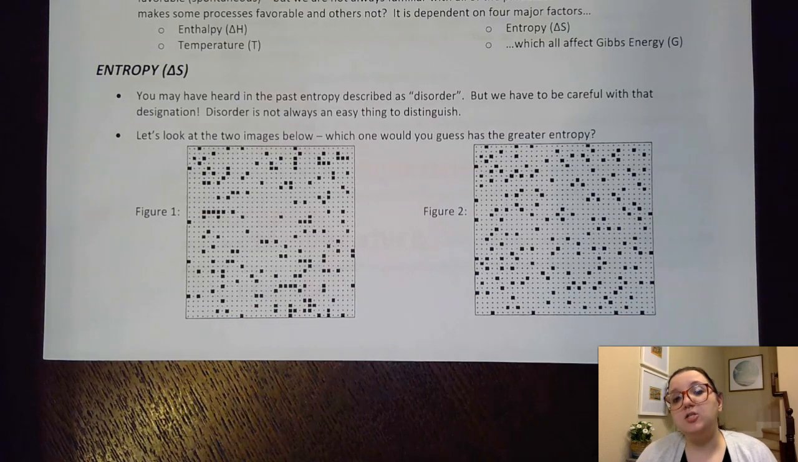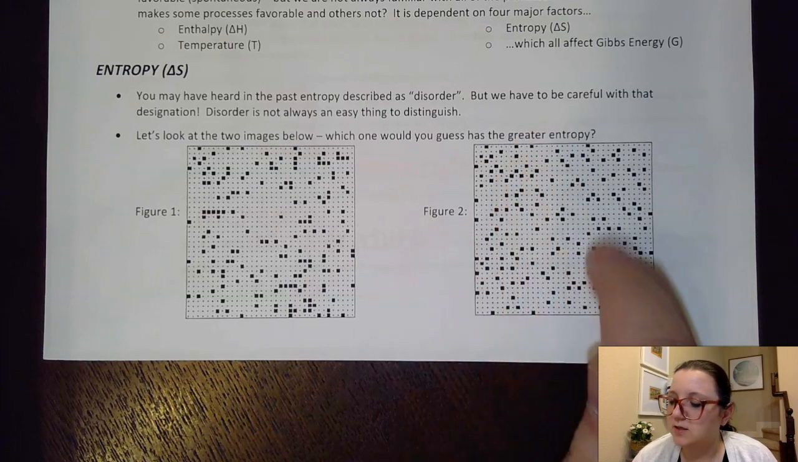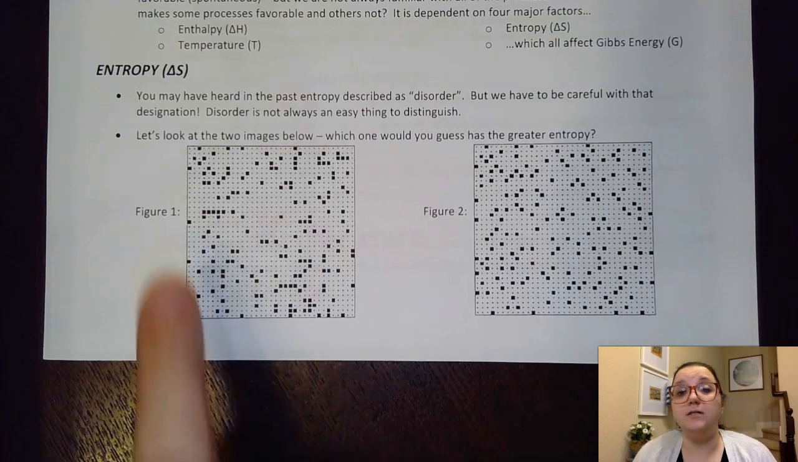But if I said to you, which of these has more rules to organize the way it is ordered, or which one has fewer rules, that might be a little easier to distinguish. So I'm going to ask y'all a question. Which of these do you think has more rules to organize its arrangement? I'm going to tell you a secret. It's figure 2. Figure 2 has an extra rule to organize these little black squares that figure 1 does not.